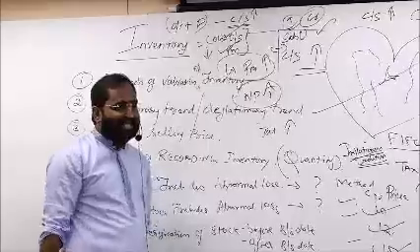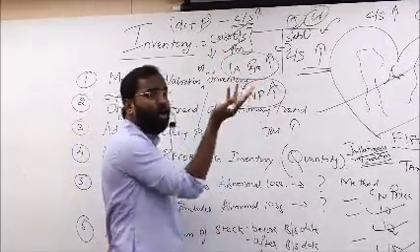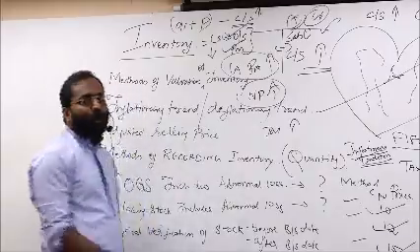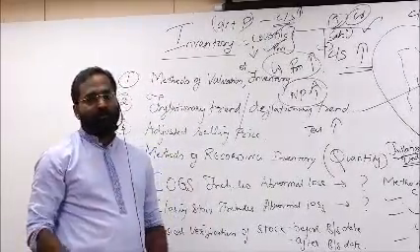If closing stock is more, COGS will be less. Because cost is less, gross profit is more, thereby net profit is more, thereby tax liability is more. Clear or not clear?